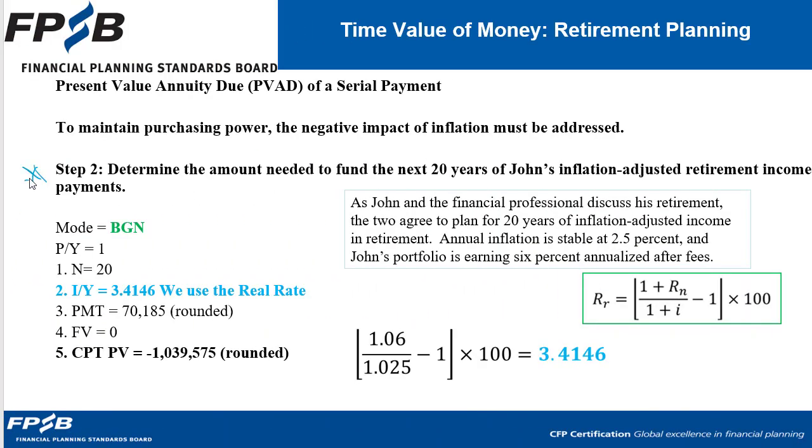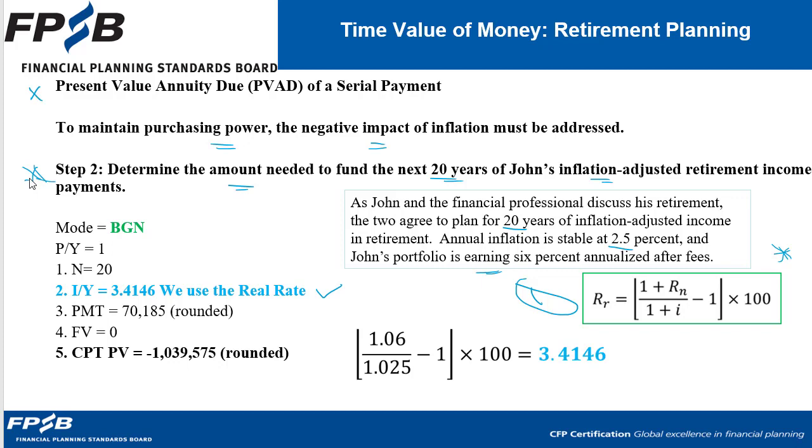Step number 2 is to determine the amount needed to fund the next 20 years of John's inflation-adjusted retirement income. So recall, as John and the financial professional discuss his retirement, the two agree to plan for 20 years of inflation-adjusted income. Annual inflation is 2.5%, and John's portfolio is earning 6%. So the first thing that we need to do is use the Fisher equation to calculate our discount rate, because we need to use the real rate, because to maintain the purchasing power, the negative impact of inflation must be addressed. And we do that by using the real rate as our discount rate.